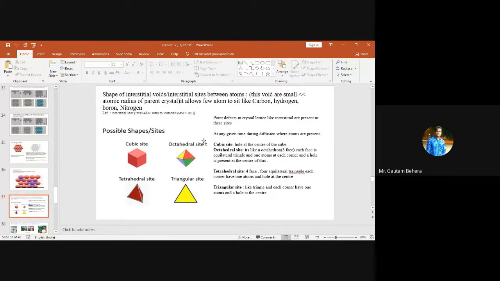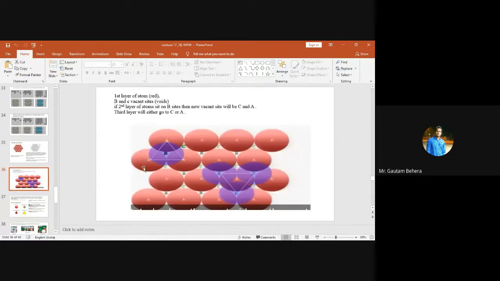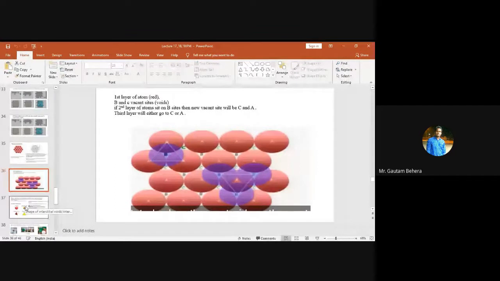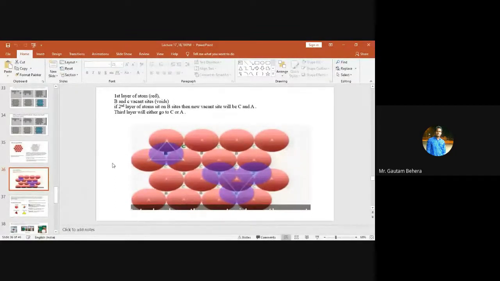So now, possible shapes or sites. These are the four possible shapes or sites we can have. That means the interstitial sites which are formed due to stacking of atoms can be of four shapes. One is the cubic site, one is the octahedral site, one is the tetrahedral site, and one is the triangular site. Triangular sites you have seen already. These are triangular sites you can see. That means three nearby atoms will form a triangular site.